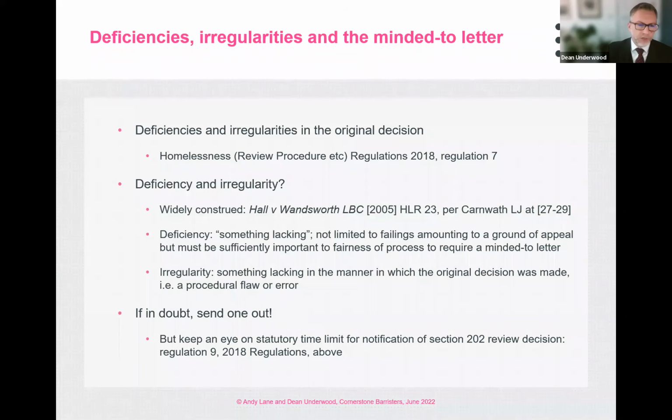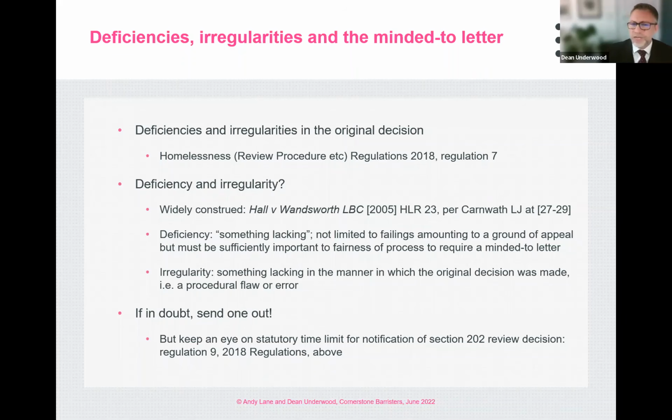As for the first of those, deficiencies, irregularities, and the minded to letter. Now, where a review officer finds that there is a deficiency or an irregularity in the original decision, but is nonetheless minded to uphold the decision itself, then Regulation 7 of the Homelessness Review Procedure, etc., Regulations 2018, imposes an obligation on the local housing authority to inform the applicant and give him or her an opportunity to make representations.